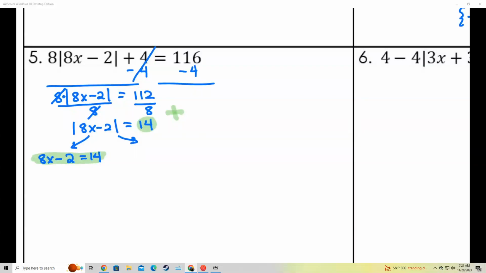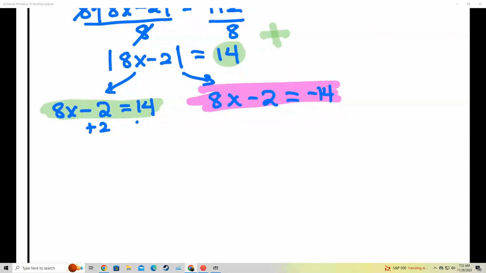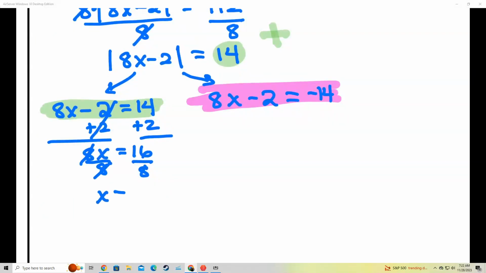The second one, we're going to keep exactly the same, but I need to switch the second part. So instead of 14, we're going to switch that to a negative 14. All right, now that I have that, let's go ahead and solve. I'm going to add 2 to each side. I get 8x is equal to 16. Divide both sides by 8. X equals 2.